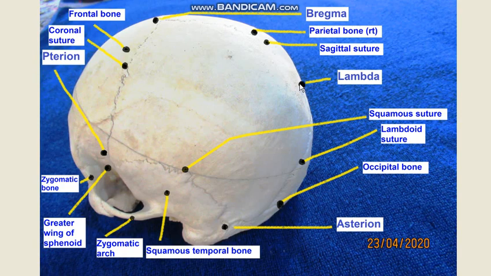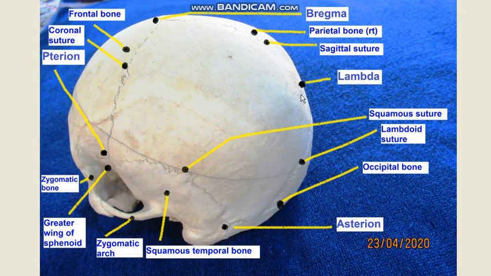From the posterior-superior angle to the posterior-inferior angle, this is the posterior border. So we have the frontal angle, occipital angle, and coming down over here we have the mastoid angle. This posterior border of the parietal bone forms the lambdoid suture with the occipital bone. The two parietal bones together contribute to the lambdoid suture.